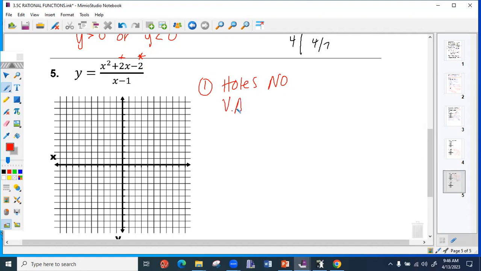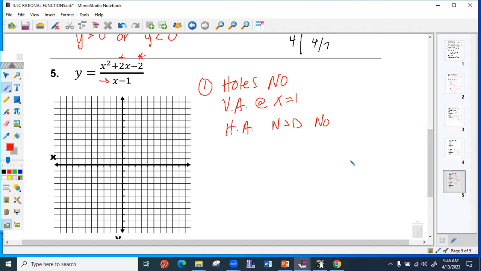Because it's fully factored, when I describe my asymptotes, I know that there are no holes, right? My vertical asymptote depends on my denominator. So where is it at? At x equals 1. And my horizontal asymptote depends on the degrees of my numerator and denominator. The numerator is greater than the denominator, so that means that there is no horizontal asymptote.